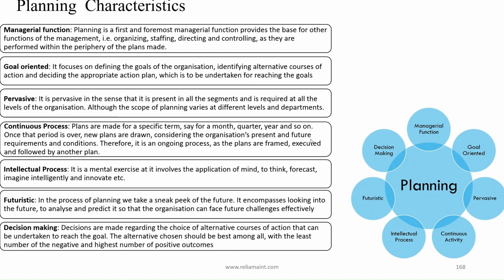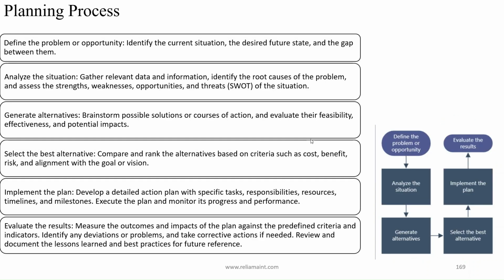Pervasive. It is pervasive in the sense that it is present in all the segments and is required at all the levels of the organization, although the scope of planning varies at different levels and departments. Continuous process. Plans are made for a specific term, say for a month, quarter, year, and so on. Once that period is over, new plans are drawn, considering the organization's present and future requirements and conditions. Therefore, it is an ongoing process as the plans are framed, executed, and followed by another plan.